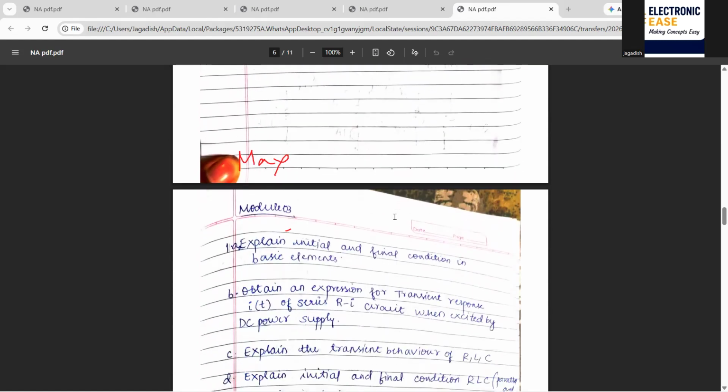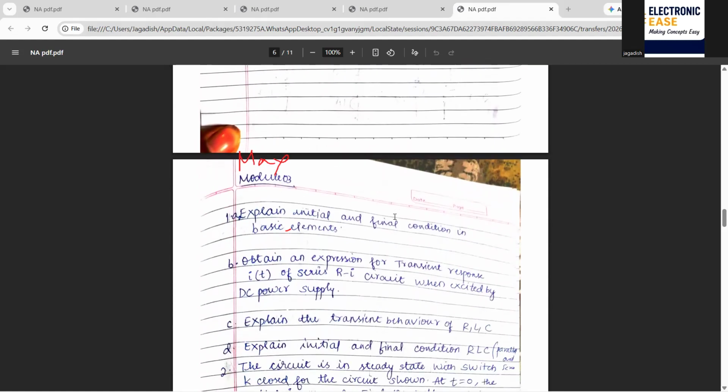So coming to module 3, you should explain the initial and the final conditions in the basic elements, that is the R, L and C. So you need to obtain an expression for a transient response of i of t of a series RL circuit whenever it is excited by the DC power supply. The next important topic is explain the transient behavior of R, L, and C. Next, explain the initial and final condition of RLC, that is the parallel and series.